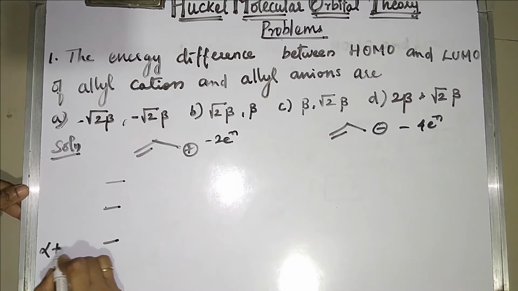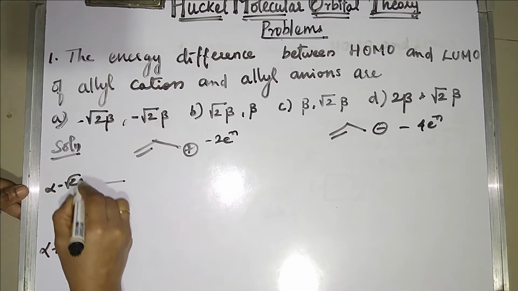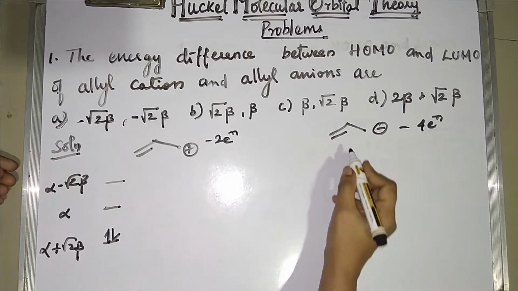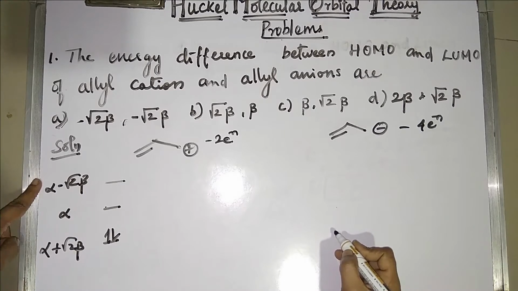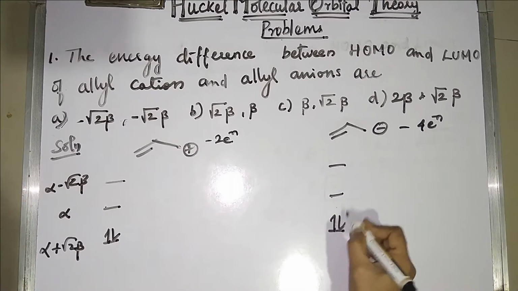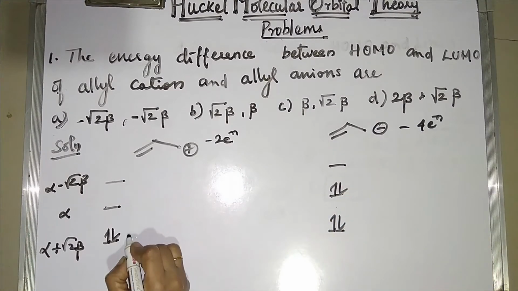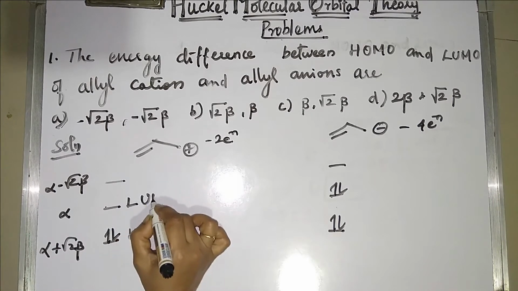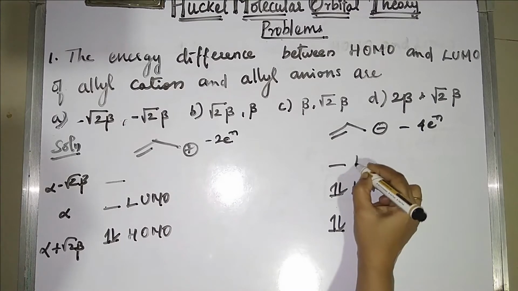The first one is alpha plus root 2 beta. Here alpha minus root 2 beta. 2 electrons are there, so I have mentioned 2 electrons over here. And here, the same, I don't want to write this one again, I'll take this value as it is. Here 4 electrons are there. Here alpha plus root 2 beta, alpha. Here HOMO is the highest occupied molecular orbital. This is LUMO, the lowest unoccupied molecular orbital. Here HOMO is this one and LUMO is this one.